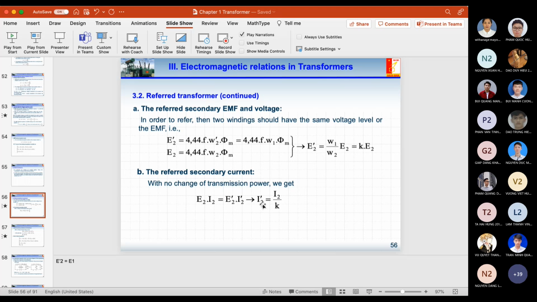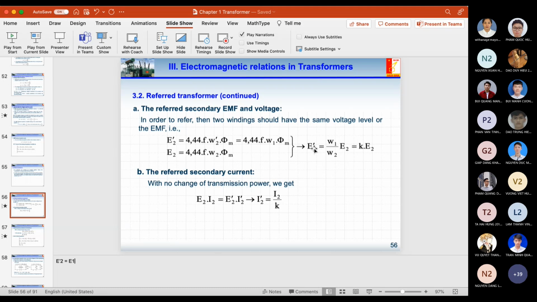So E2' is equal to this term, divided by I2' is equal to this term, divided by E2' here. And you can see E2' is equal to this one. And for that we can get I2' is equal to I2 divided by K. It's the same thing as the previous slide. And this one is called the reference current, from the secondary winding to the primary winding.